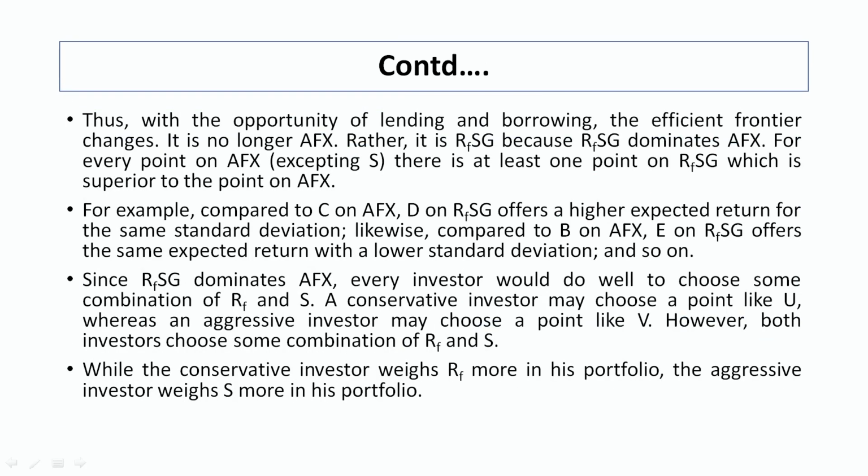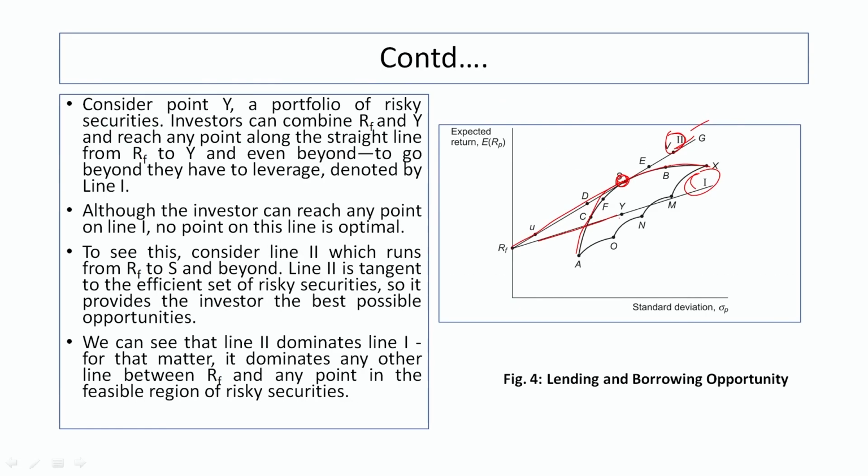So thus, with the opportunity of lending and borrowing, the efficient frontier changes. It is no longer the AFX, rather it becomes RF, S and X. It is not the case that we need to borrow along this particular curved efficient frontier. Now our line is RF, S and X.